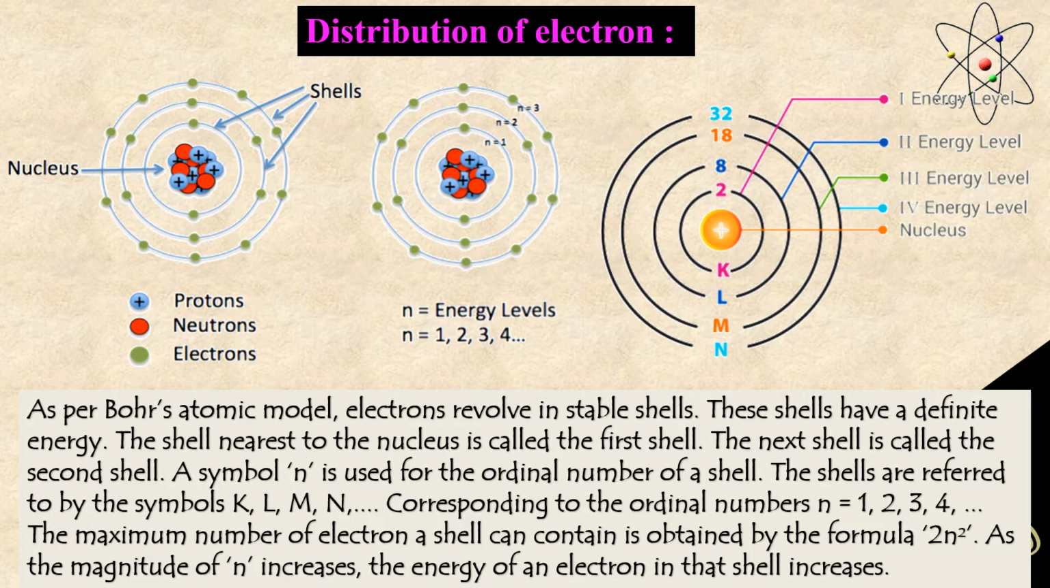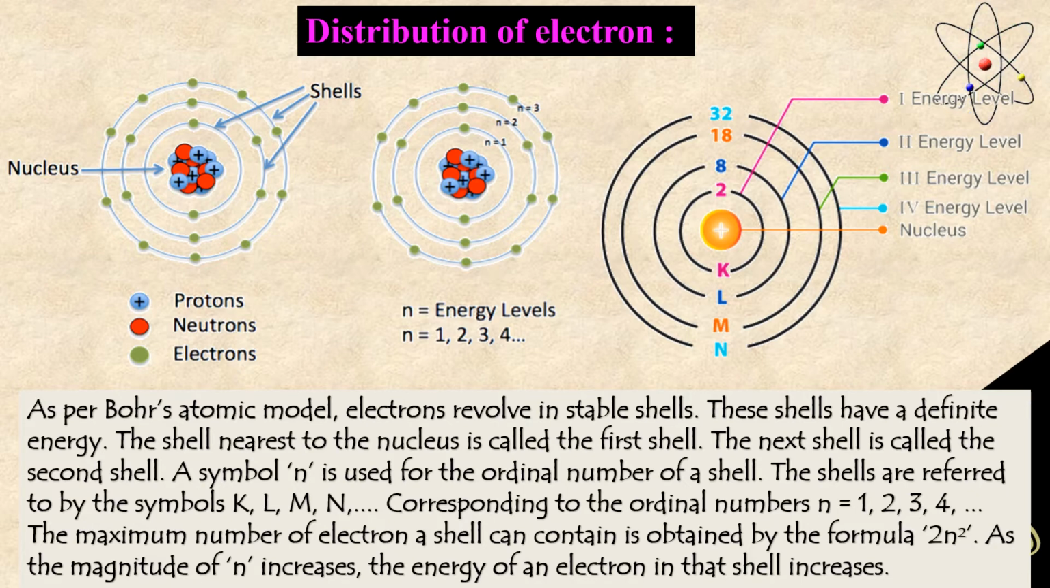The shell nearest to the nucleus is called the first shell. Now if you look at the picture, center में nucleus है जिसमें protons और neutrons present है. Outside that, the first ring that you see is the first shell. After that, the second ring that you see is the second shell.